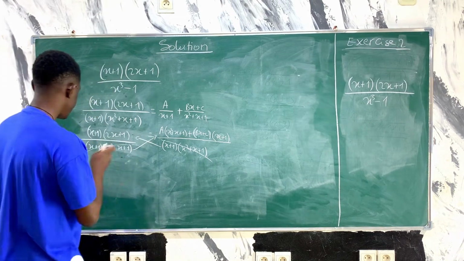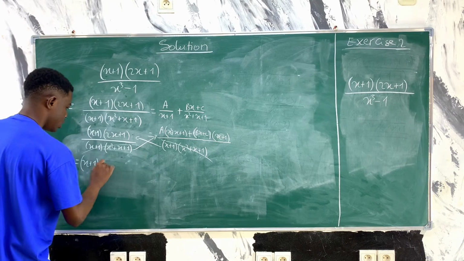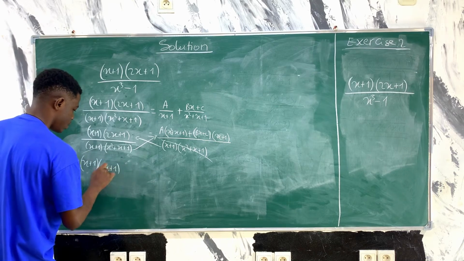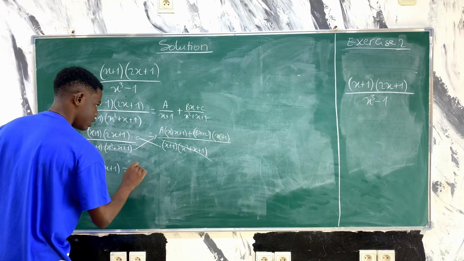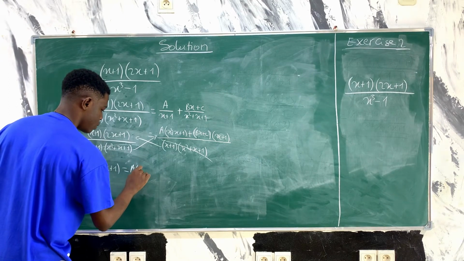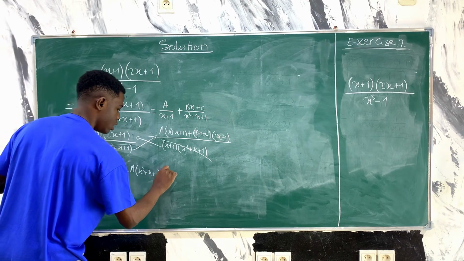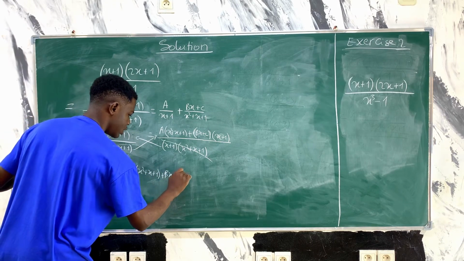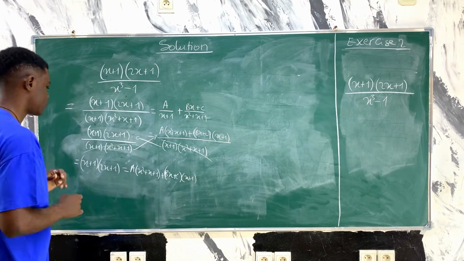So when I'm left with the numerator, what do I do? I'll have x plus 1 into 2x plus 1 is equal to, I write my numerator here, a into x squared plus x plus 1, plus bx plus c in bracket, into x plus 1.